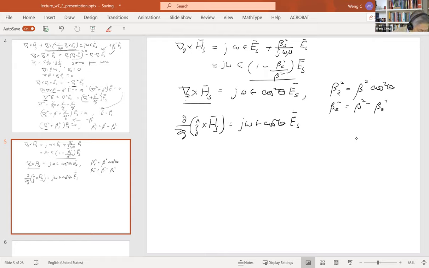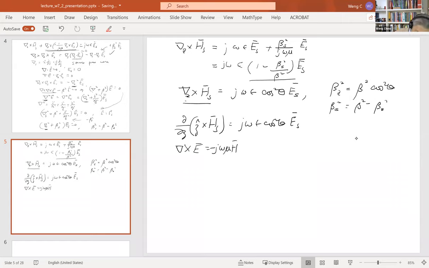Then I'm going to do the same to find the other telegrapher's equation. I almost have one telegrapher's equation ready for me, okay? I'm going to find the other one. The other one comes from the second Maxwell's equation, that curl of E is equal to -j omega mu H.